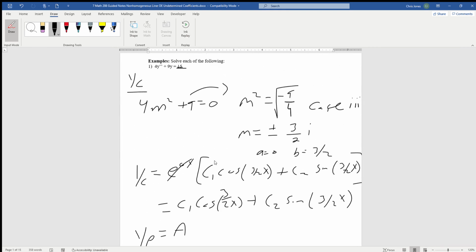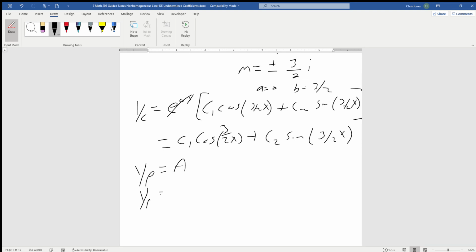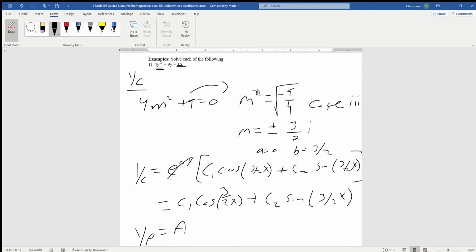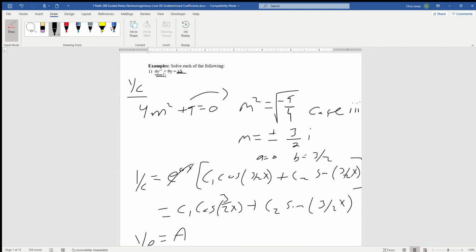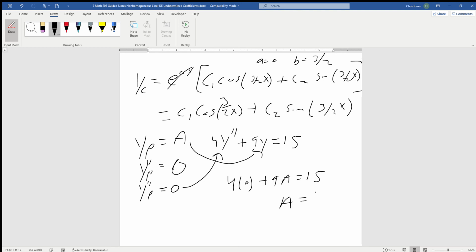Now we notice that in the differential, we need a second derivative. And that's really easy because the first derivative of a constant a is 0, and we know the second derivative is 0. And so what we're going to do is substitute those back into this equation. Remember, 4y double prime plus 9y is equal to 15. We know that y double prime is 0, and y is going to be a. So we get 4 times 0 plus 9a equals 15, and that means that a is 15/9 or 5/3.